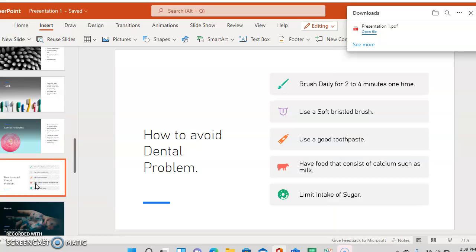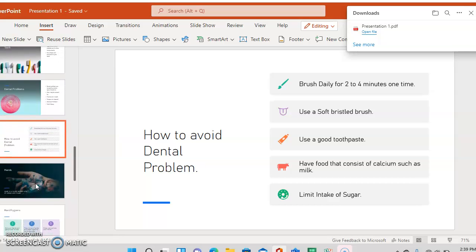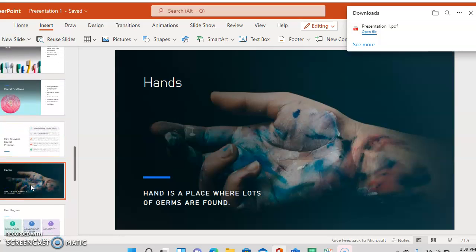So how to avoid dental problems? Brush daily for 2 to 4 minutes one time. Use a soft bristle brush. Use a good toothpaste. Have food that contains calcium, such as milk and yogurt. And at last, limit intake of sugar, which will definitely help with dental problems.